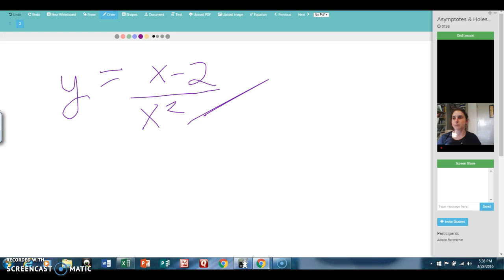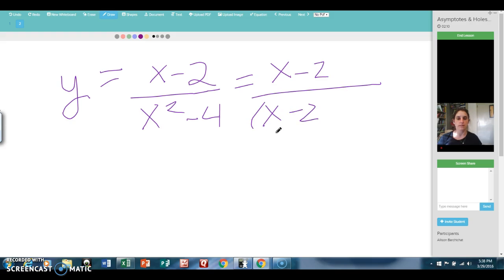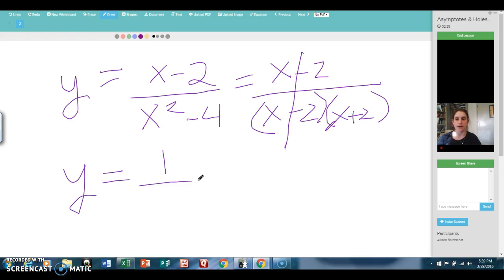All right, so in this problem, sorry, I'm having some trouble with my pen, x squared minus 4. I'm going to begin by factoring the numerator and the denominator. So x minus 2 and x plus 2, that's the difference of two squares. So what's going to happen here is that the x minus 2 term is going to cancel. I'll show you what I mean, just like that. Oops, wrong one. Undo that. This one. So it leaves me with just y equals 1 over x plus 2.